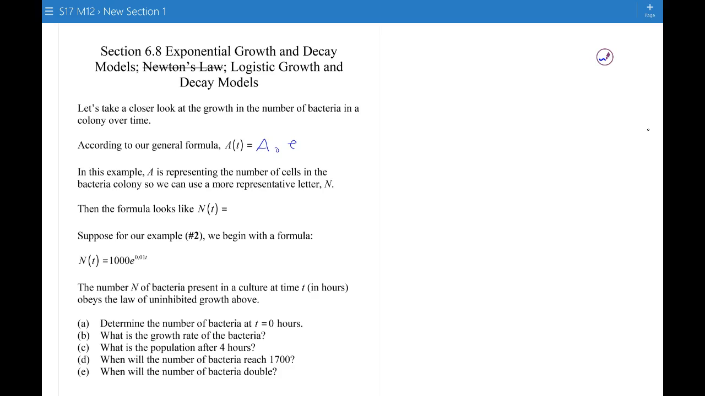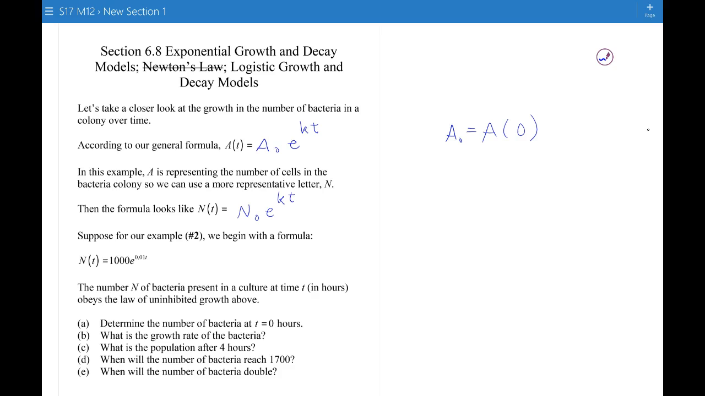According to our general formula, we'll have A of t equals A sub 0 e to the kt. And remember that A sub 0 can also be written as A of 0, but that's more writing. It's just a convention that everybody says, let's write A subscript 0 to represent that because it's less writing. So A is representing the number of cells in the bacterial colony at any particular time. So let's use a more representative letter, n, the number of cells. Then the formula looks like n of t is n sub 0 e to the kt. A is just amount, so it's very general.